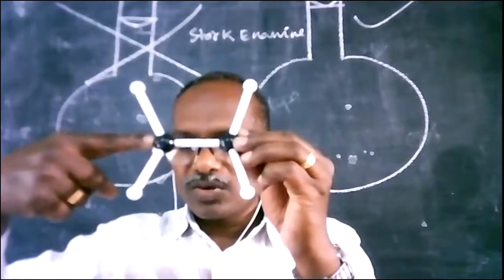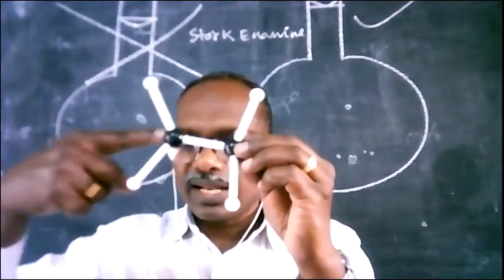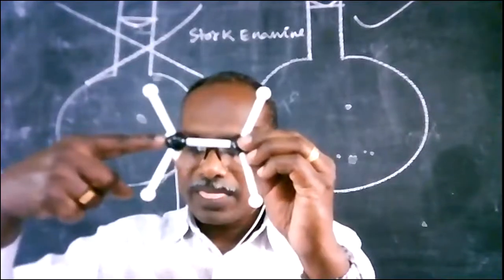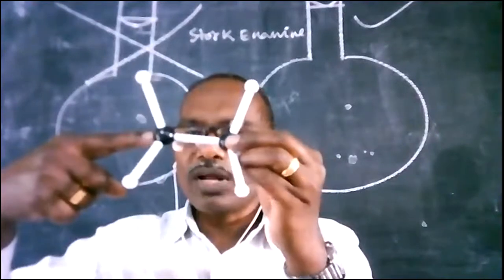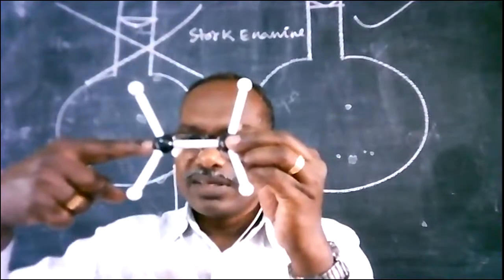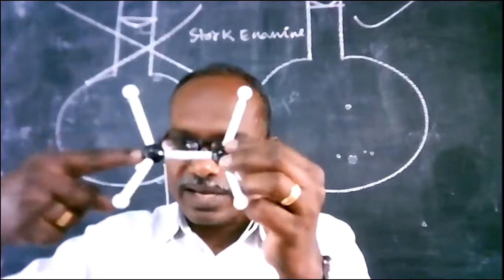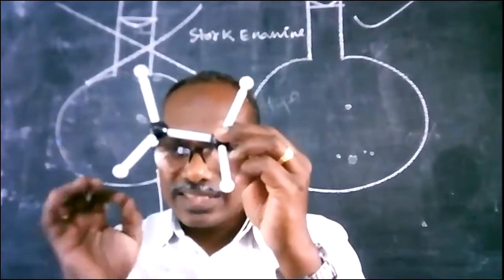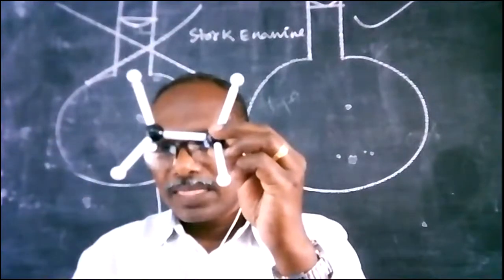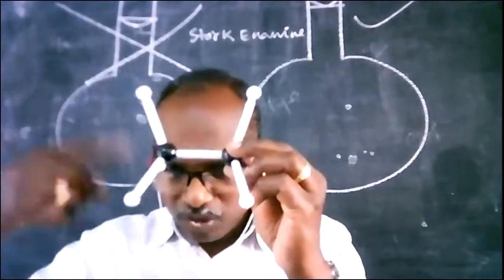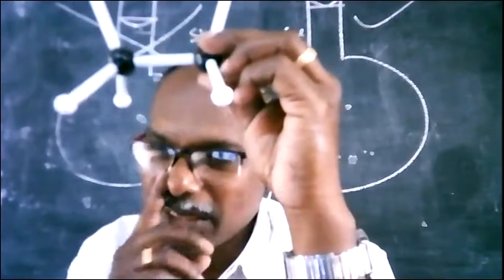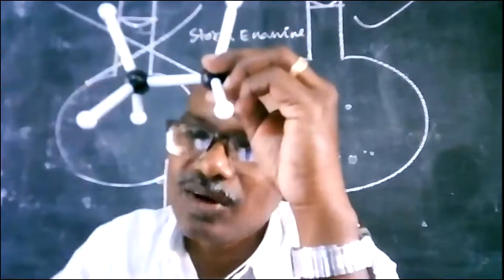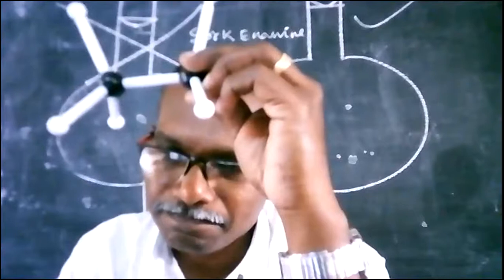When I rotate the molecule for an angle of 120, I am getting an identical configuration. When I rotate again for another angle of 120, I am getting one more identical configuration. When I rotate again, the third time, I am getting the same configuration. So, in one full rotation, it assumes 3 times the identical configuration. That is why this axis is called C3 axis.